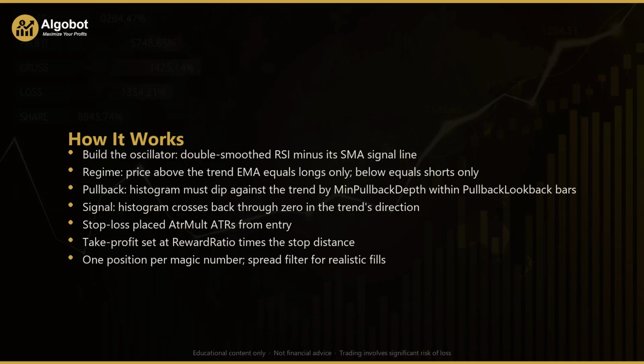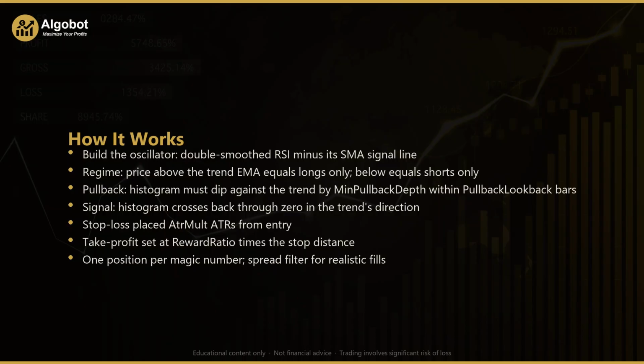Now the pullback requirement. Inside the trend, the histogram must have actually moved against that trend. For a long, the oscillator must have dipped below 0 by at least the minimum pullback depth, a default of 0.20, somewhere within the last 6 bars. That proves a real momentum pause happened, so the strategy is buying a dip, not chasing an overextended move. For a short, the mirror applies. The histogram must have popped above 0 by that same depth.